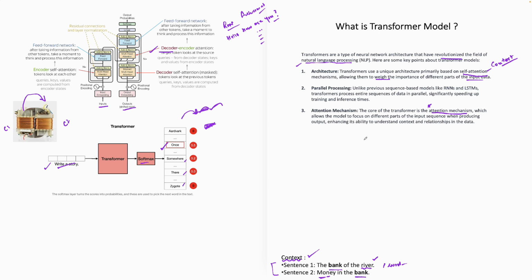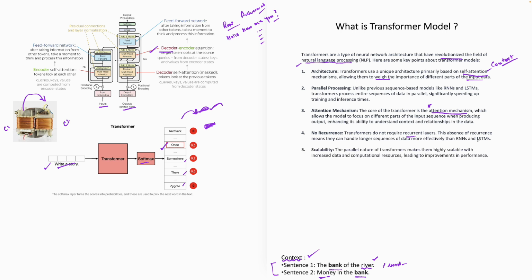the decoder component, right? And transformers do not require recurrent layers. As I told you, it is not sequence. It is happening all in parallel, and all this work that you're doing is happening all in parallel, right? And that's why it's able to generate so much data within a few seconds, right?